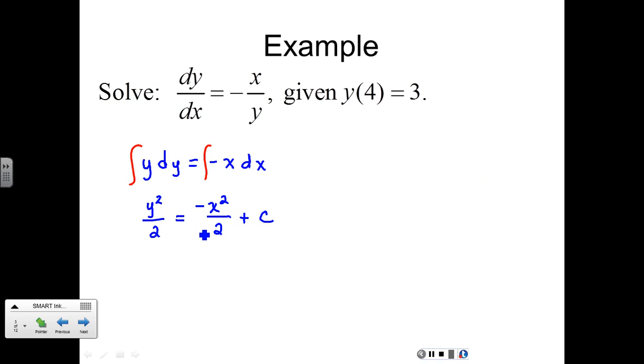Can I multiply through by 2? Clear all the constants by multiplying through by 2. So y squared equals negative x squared plus 2c. Do I need to put 2c? Can we just call it still just c? We'll make it even better. We'll call it c1. It'll be more sophisticated. 2c is still a constant.